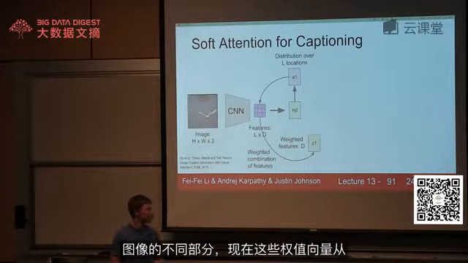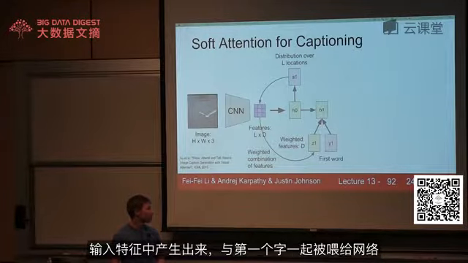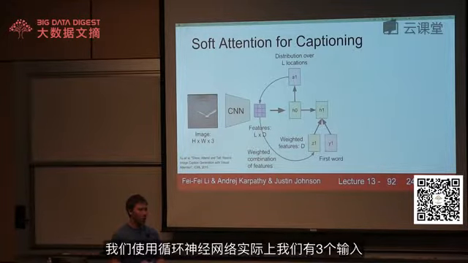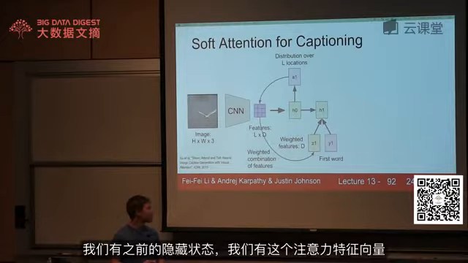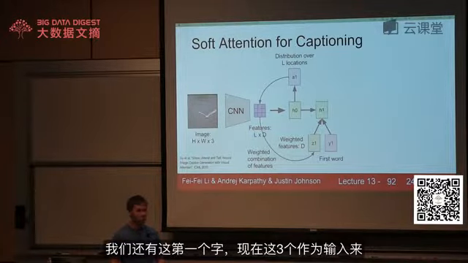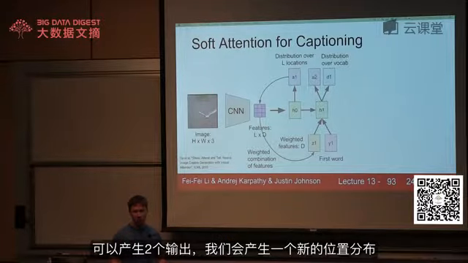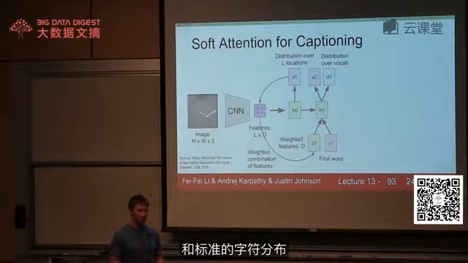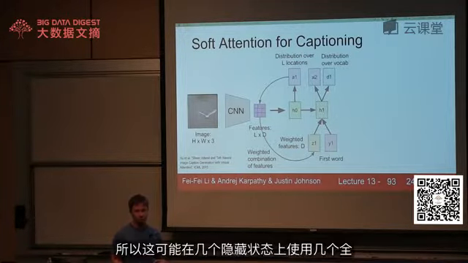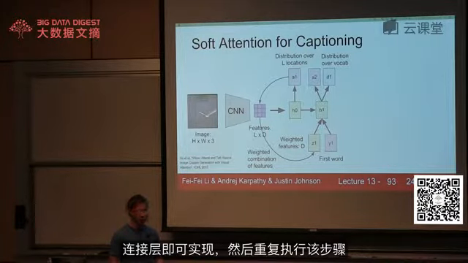Now this weighted vector that's produced from the input features gets fed together with the first word. When we make our recurrence in our recurrent network, we actually have three inputs: our previous hidden state, this attended feature vector, and this first word. All of these together are used to produce our new hidden state. From this hidden state, we're going to produce two outputs: a new distribution over the locations in our input image, and our standard distribution over words. These would probably be implemented as just a couple of fully connected layers on top of the hidden state.